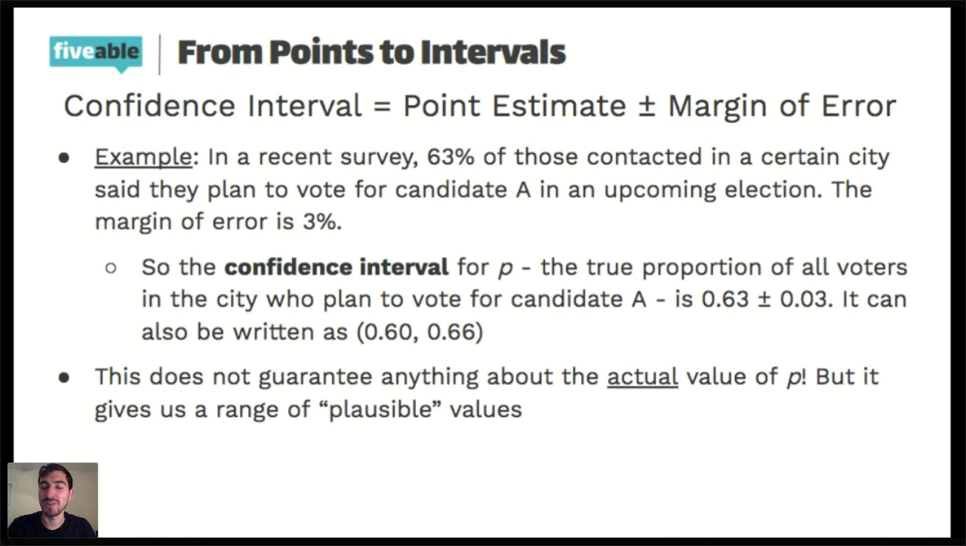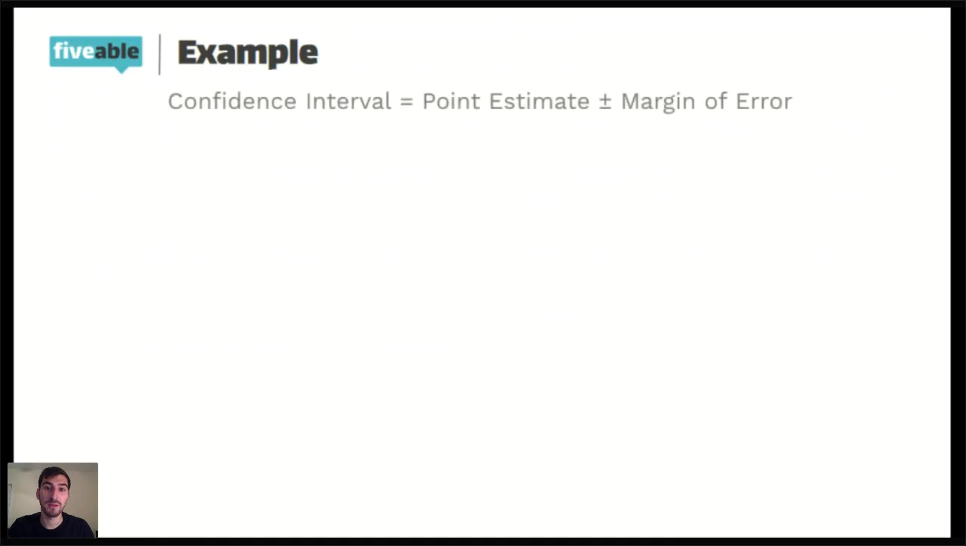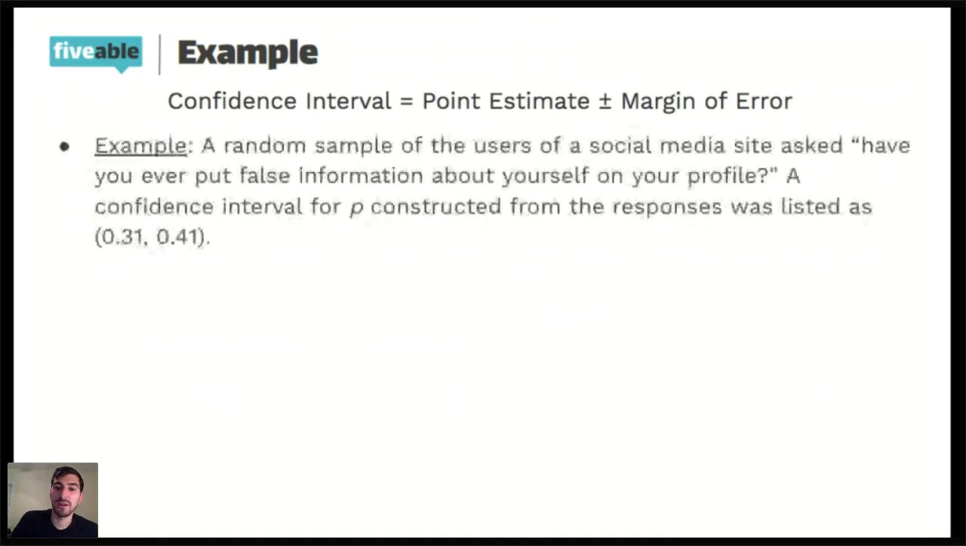So here's an example similar to a problem on the AP exam back in 2015. This was in the free response section. We were given a scenario like this: a random sample of users of a social media site was asked, have you ever put false information about yourself on your profile? The confidence interval for p constructed from the responses was listed as 0.31 to 0.41. I'm not giving a confidence level yet. We'll get into that in a little bit. But if you do want a confidence level, let's say it was a 95% confidence interval.